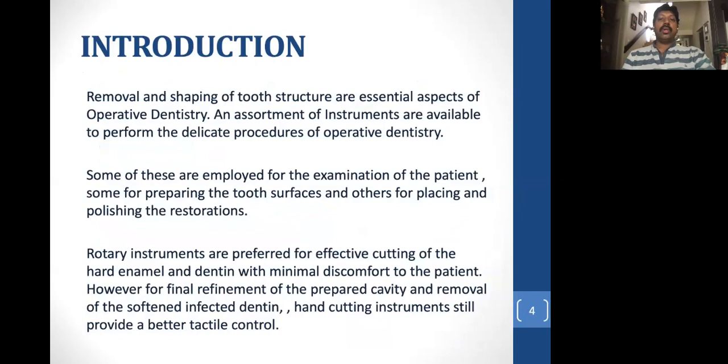Any instrument is for removing the tooth structure, because whenever there is a decayed tooth, it is our responsibility to remove the tooth structure. An assortment of instruments is available to perform the delicate procedures of operative dentistry. It is our duty to remove the tooth structure and make a cavity preparation, and that cavity preparation is then ready for further restoration.